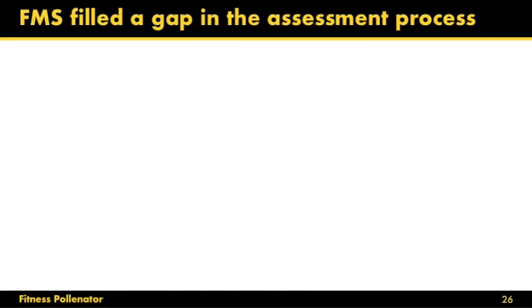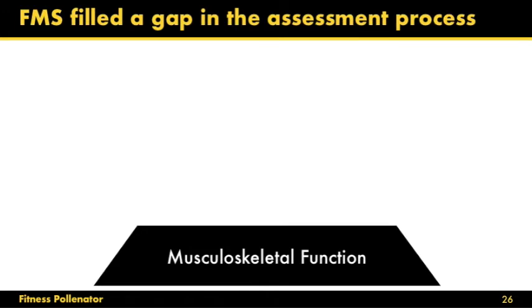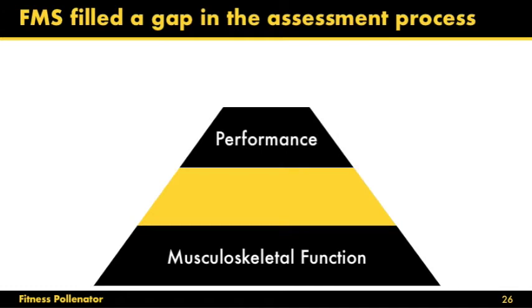Traditional orthopedic assessment looked at the parts of the person. So it would look at their isolated muscle strength, it would look at their joint ranges of motion, but then the next step in the assessment process typically looked at performance, things like strength, power, conditioning, and skills outside the gym. There was nothing to bridge the gap between the musculoskeletal function and performance.